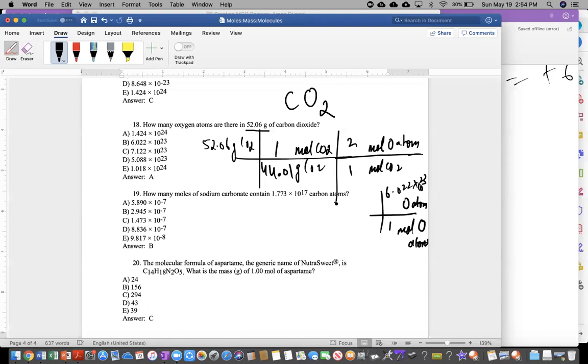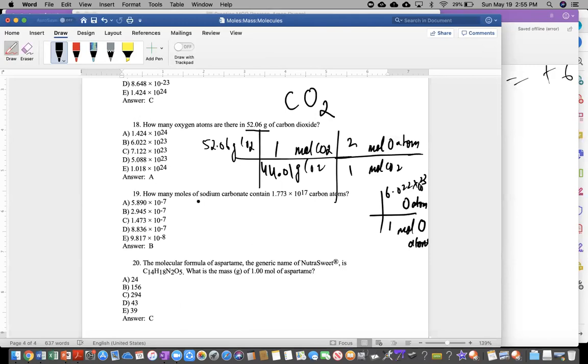Well, the last one is pretty straightforward. Question 19 is just the opposite of 18, in the opposite direction. 18 was going from grams to the atoms. So this question is starting with atoms and then going to the mole.